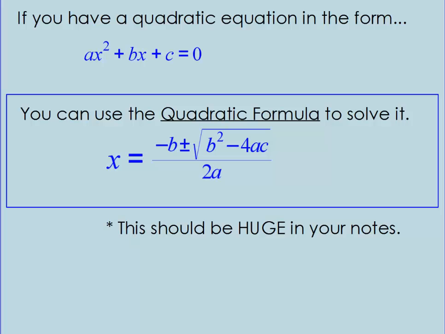Let's begin. If you have a quadratic equation in the form ax squared plus bx plus c equals 0, then you can use something called the quadratic formula. And it's right here: x equals negative b plus or minus the square root of b squared minus 4ac, all over 2a. This should be really big in your notes. I hope you can read it. Just circle it and put a cloud all around it and write it huge.